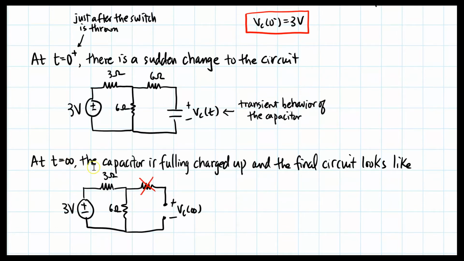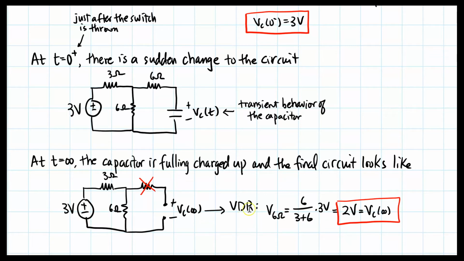At t equal to infinity, the capacitor is fully charged up and the final circuit looks like this. I have an open capacitor. This 6-ohm resistor that was here, since this is an open, there's nothing here. So therefore, the voltage of the capacitor at t equal to infinity is the same as the voltage of the 6-ohm resistor here. So I can calculate what that number is using voltage divider rule. VDR then says that the voltage of the capacitor at t equal to infinity is 2 volts.